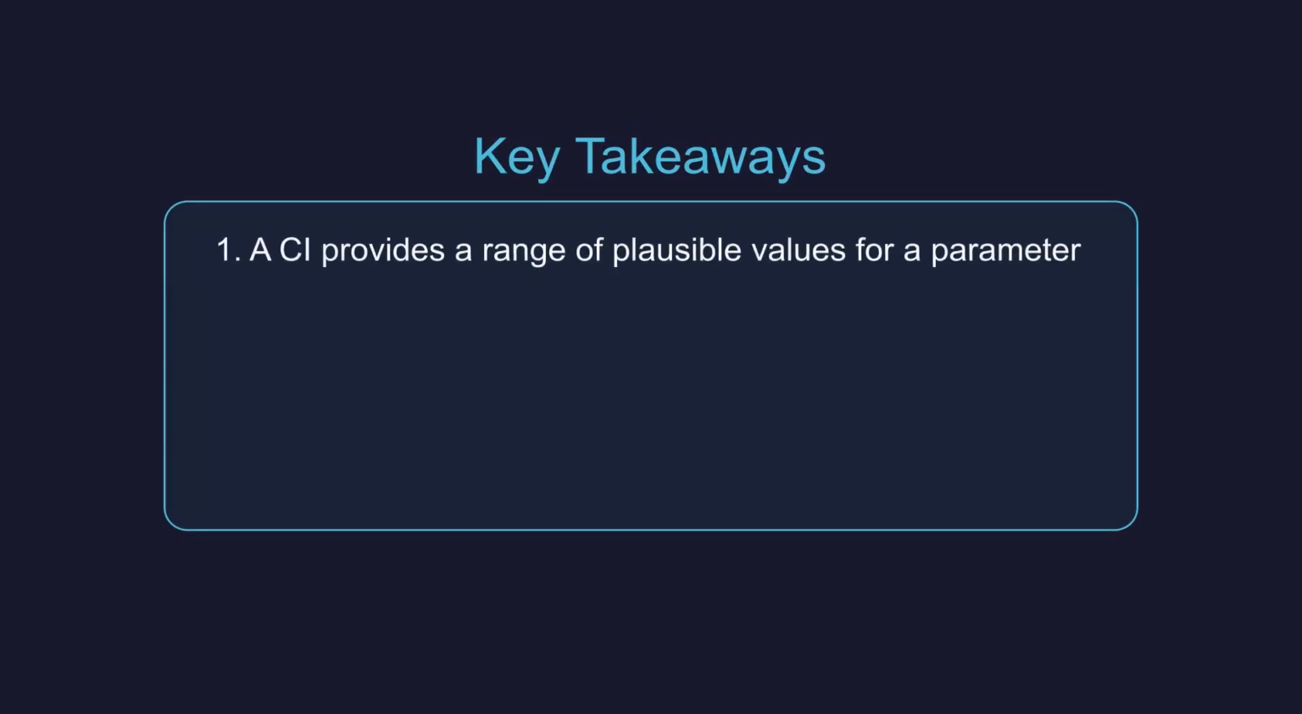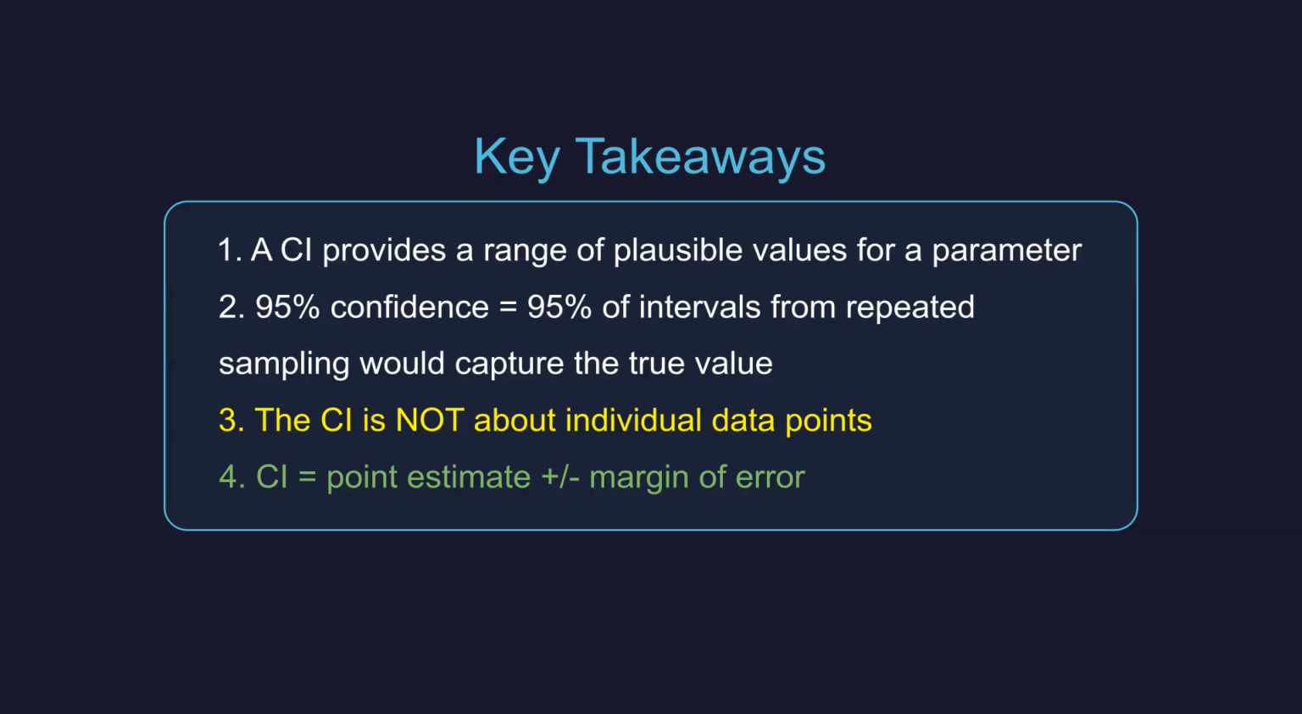Let's recap. A confidence interval gives a range of plausible values for a population parameter. A 95% confidence level means that if we repeated our sampling procedure many times, about 95% of the resulting intervals would capture the true value. Remember, the CI is not about individual data points, and its structure is simply the point estimate plus or minus the margin of error.